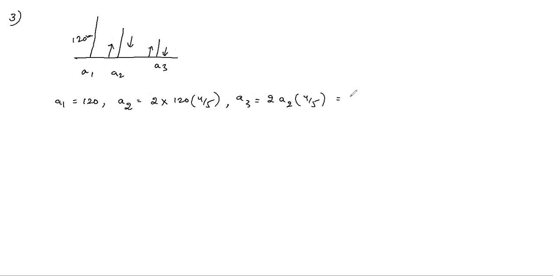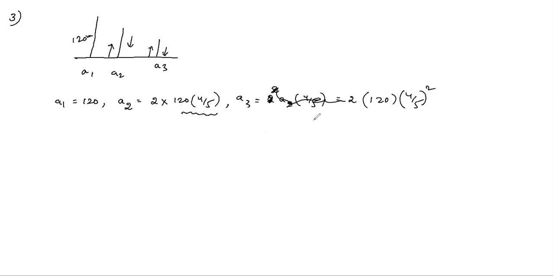So it is nothing but 2 into A2 into 4 by 5, which equals 2 into 120 into (4 by 5) whole square. We actually take 2 into 120, A2 being 2 times, so 2 into 120 into (4 by 5) whole square. So again 4 by 5 of A2.